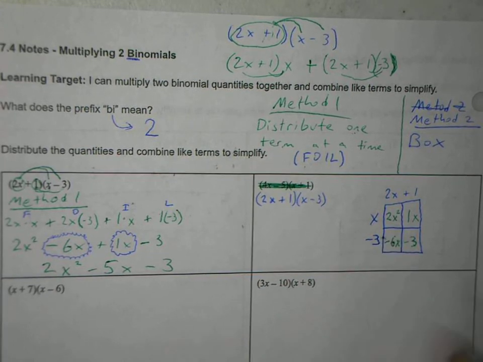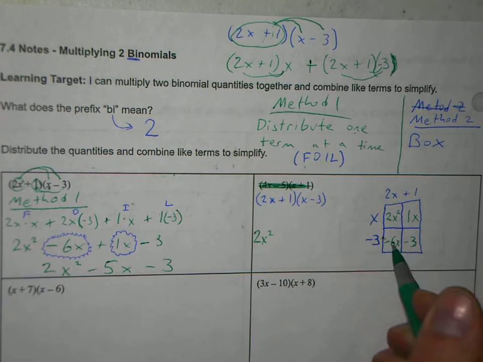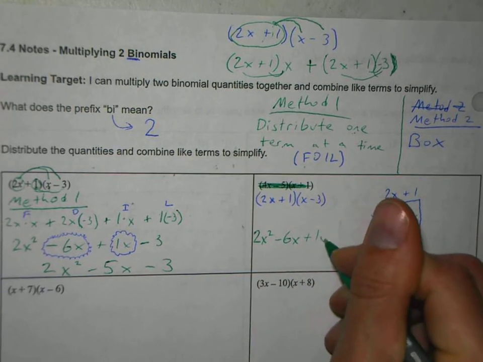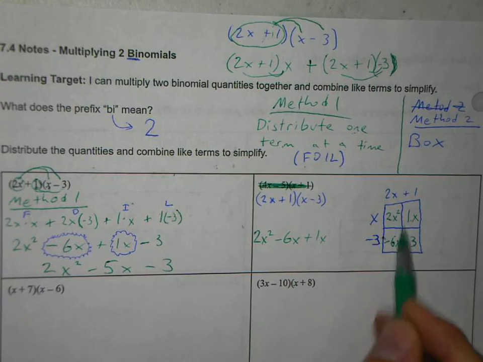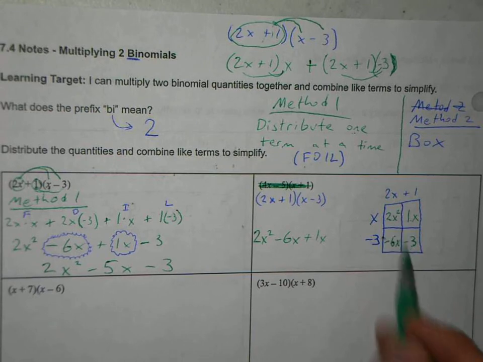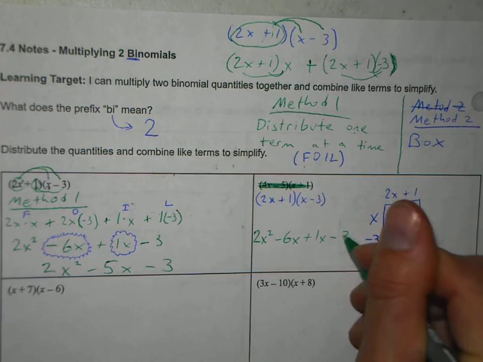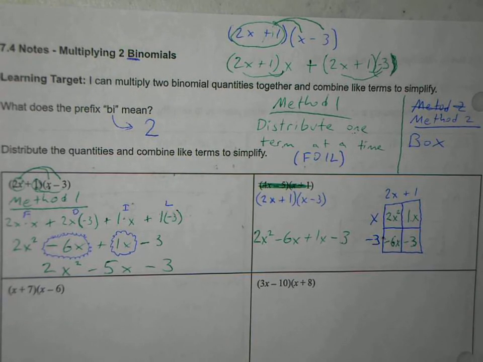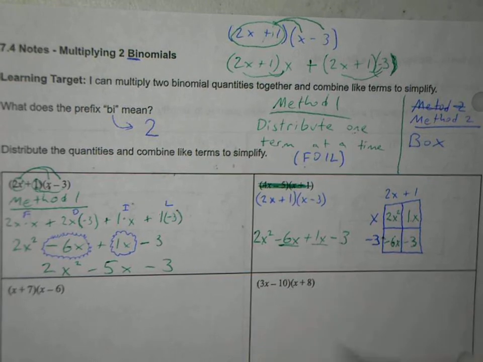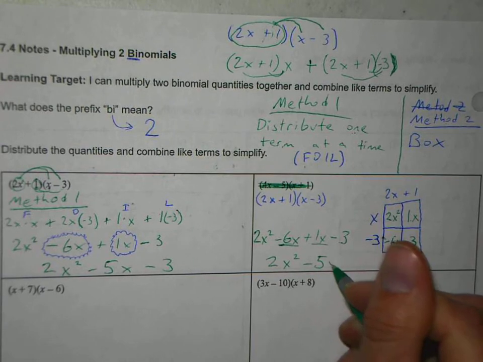So I've got a 2x squared. I've got a minus 6x. I've got a plus 1x. And so what I'm doing is I'm adding the areas of these boxes together. I'm adding what I got in each box. This plus that plus that plus that. Except when I'm adding a negative number, I subtract. I combine my like terms again. And what do you know? I get the same answer.